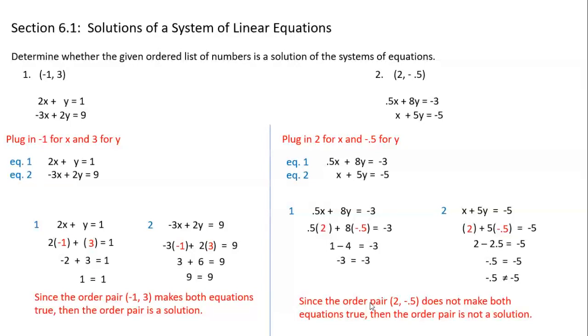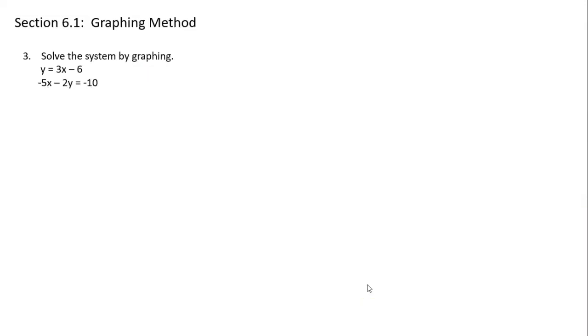So now we can see the whole words. So I have it in writing there. Since the ordered pair 2, negative 0.5 does not make both equations true, then the ordered pair is not a solution of the system. Okay. All right. So this one was a yes. This one is a no, not a solution.